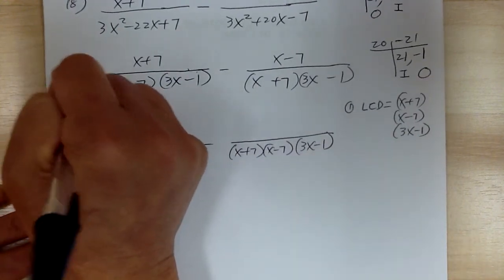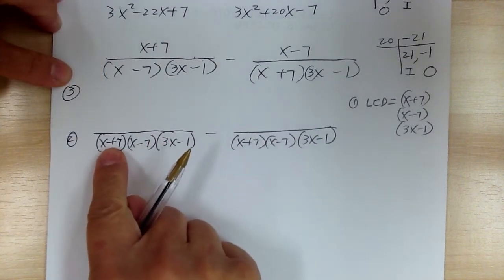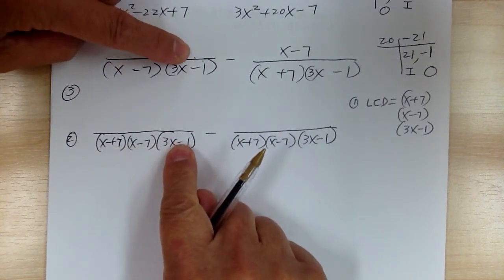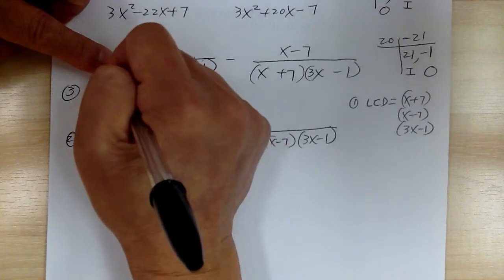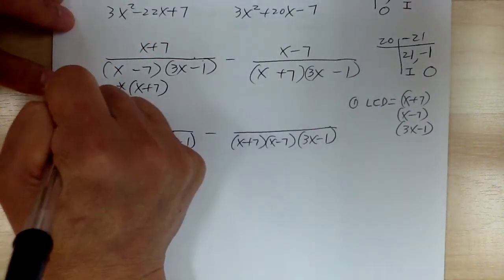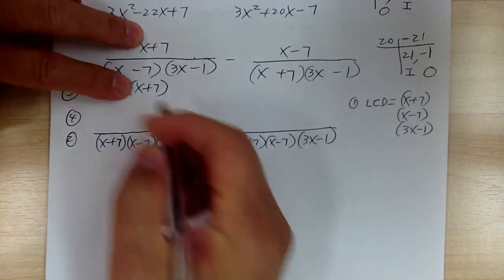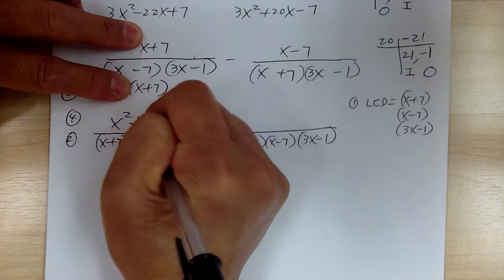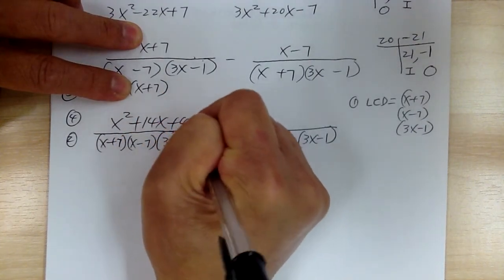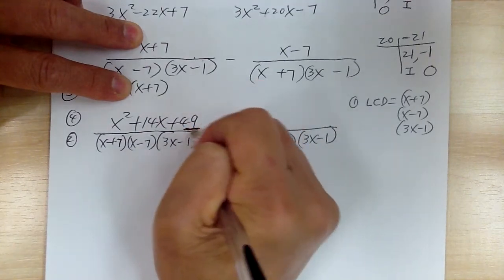So step 3, check what you're missing. From here to here, you're missing this one here. You have the x minus 7, you have 3x minus 1. So you need to multiply it by x plus 7. So step 4, the bottom times this, you get that, right? And the top you have to multiply, so you get x squared plus 14x plus 49. Right? You add to get the middle, multiply to get the end.